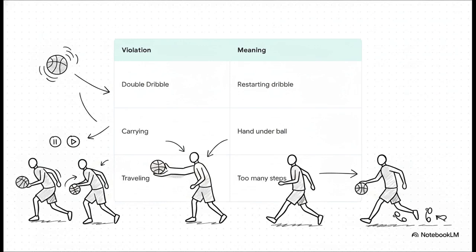If you stop dribbling and then start up again, that's a double dribble violation. If your hand slips under the bottom of the ball while bouncing it, that's called carrying. And what if you just take too many steps without bouncing the ball at all? Yep, that's traveling. Commit literally any of these and the ball is handed right back to the opposition. Just knowing these 3 terms will instantly help you figure out why the ref blew the whistle and ruined that fast break you were watching.